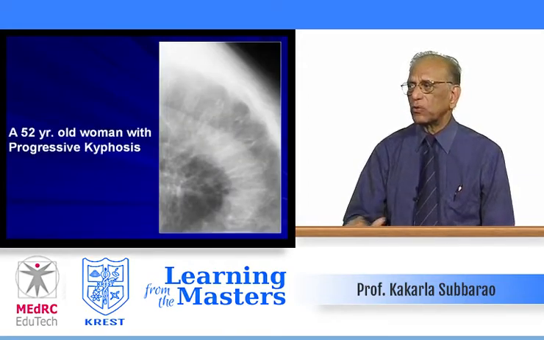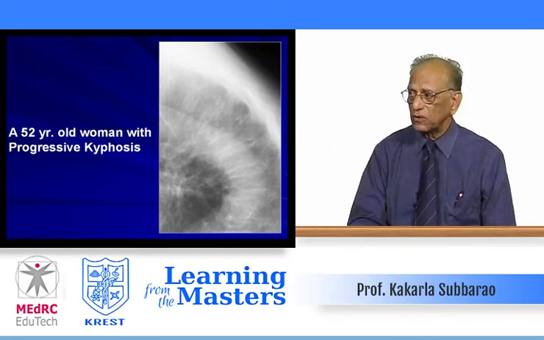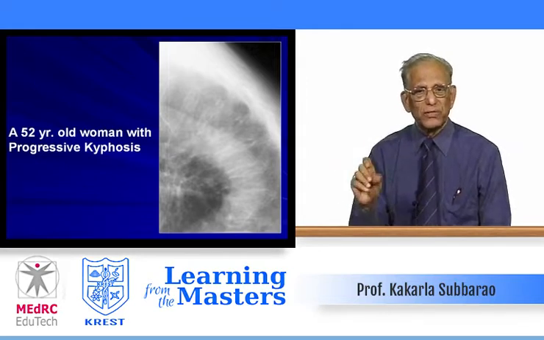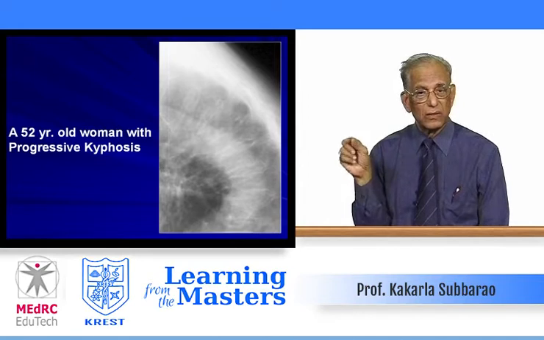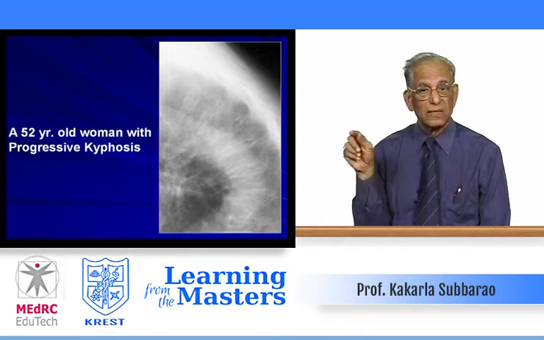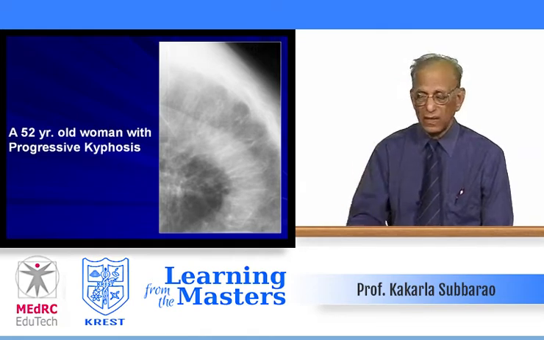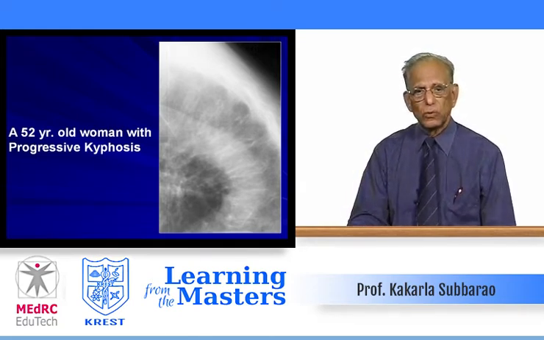A 52-year-old woman with progressive kyphosis. Look at the kyphosis deformity, and also if you look into the vertebrae, they are partially collapsed, wedge-shaped, and the cortex is white and the spongiosa is lucent. That is the differentiation between the cortex and spongiosa indicating osteoporosis. In this particular woman, it is a combination, both postmenopausal and senile.